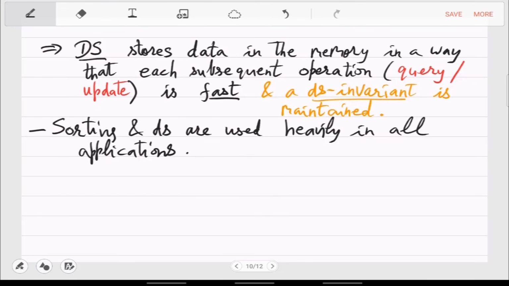Yeah, so the importance of sorting and DS in general cannot be overemphasized. I mean, almost in all useful applications you will need to take care of it. So one example problem that we will see later, but I'll just introduce it here, is the problem of range minima.